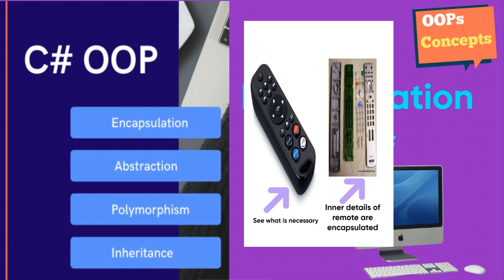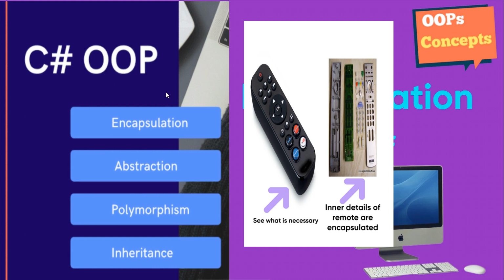Next, complexity is hidden. So you can use encapsulation to hide the complexity of the program or complexity of your code. Let's compare it with remote again. The user doesn't need to understand the inner details of how pressing a button results in changing the channel or adjusting the volume. The remote encapsulates the underlying electronics and communication mechanism needed to send signal to the TV. So that complexity is hidden in remote.